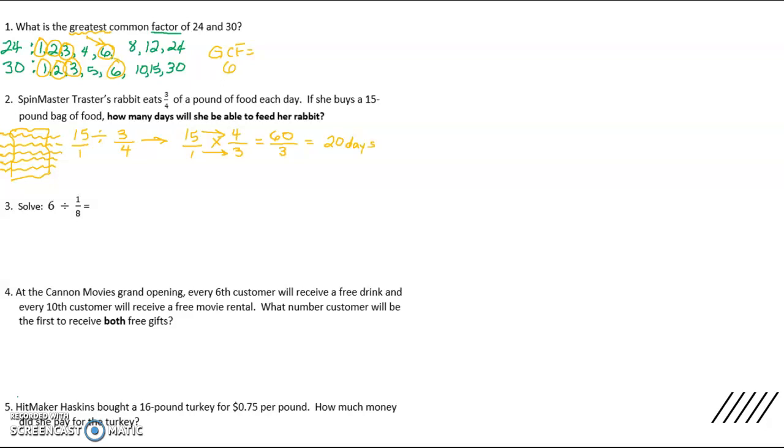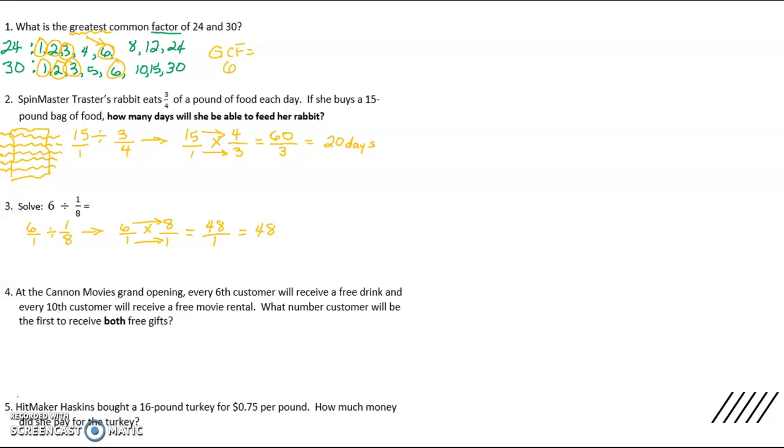All right, so now let's go to the next one. 6 divided by 1/8. So I'm going to rewrite it: 6 over 1 divided by 1/8. And I keep the first number the same, do the opposite operation, and find the reciprocal of the second number. Now I multiply straight across. 6 times 8 is 48. 1 times 1 is 1. So it's 48 over 1, or simply 48 for our quotient.